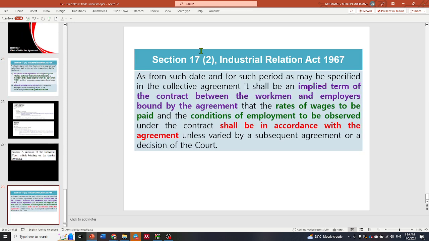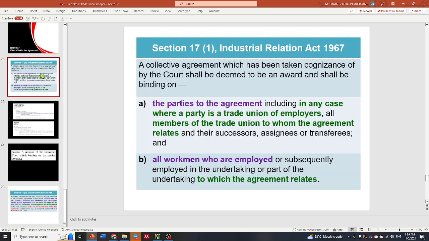And under section 17, subsection 2, as from such date and for such period as may be specified in the collective agreement, it shall be an implied term of the contract between the workmen and employers bound by the agreement that the rates of wages to be paid and the conditions of employment to be observed under the contract shall be in accordance with the agreement, unless varied by a subsequent agreement or a decision of the court. Okay. Apa maksud section 17 ni?